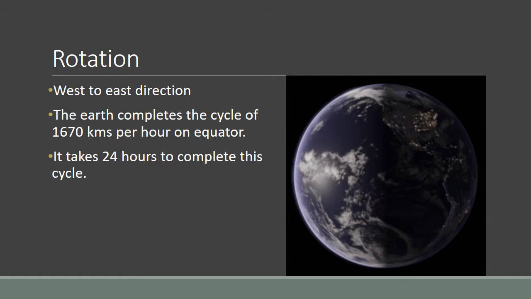Now, we have studied earlier that the Earth is not completely spherical. It is like an orange, a bit flat at the poles and elongated at the center. It's because of the speed of the earth that the earth has a shape like an orange.